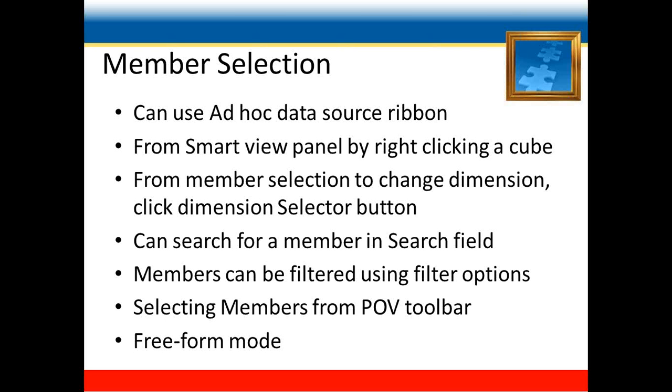If we know the dimensions of our organization, then we can also employ a free-form mode in the worksheet for member selection. This requires us to enter the member names directly into the worksheet and then perform the ad hoc analysis over them. If the member names are correct, then we will be able to see the results for those members.